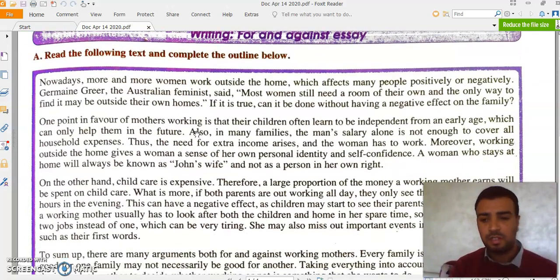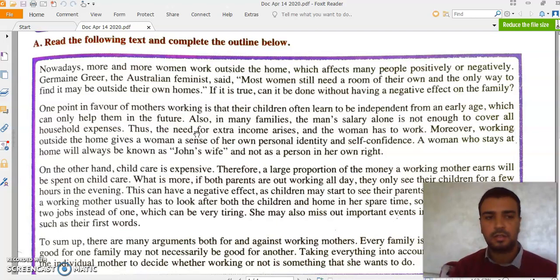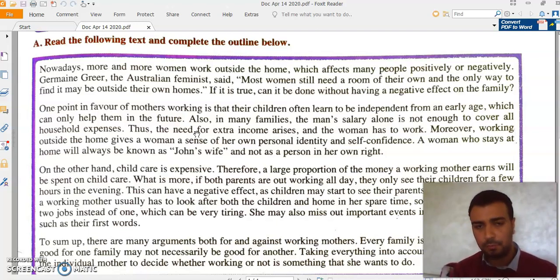So at some point this year we discussed two techniques, skimming and scanning. We're going to start first with skimming. I'd like to know what the text is about, more or less. I'm going to read the most essential parts, which are the thesis statement, followed by the topic sentences of each paragraph. I'm going to read the first sentence in this text. Nowadays, more and more women work outside the home, which affects many people positively or negatively.